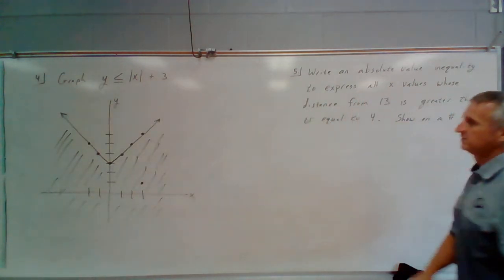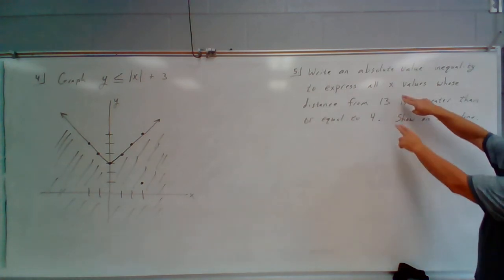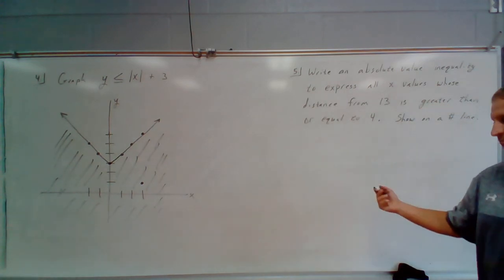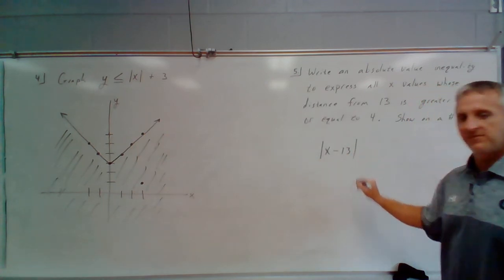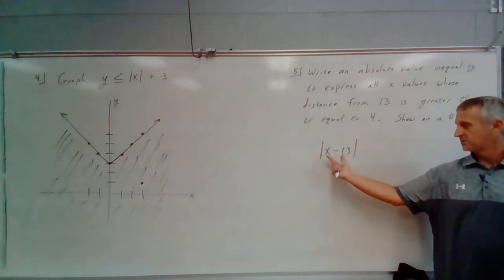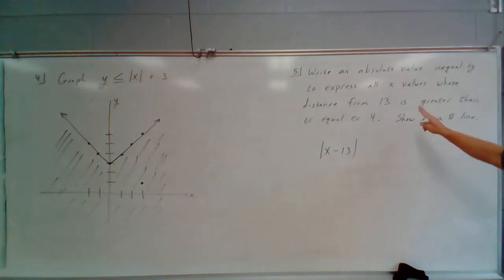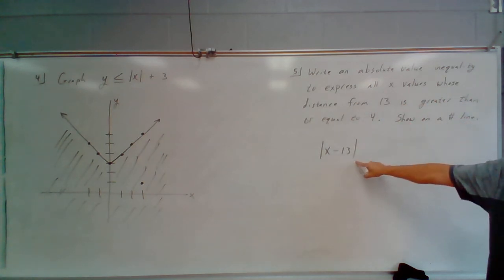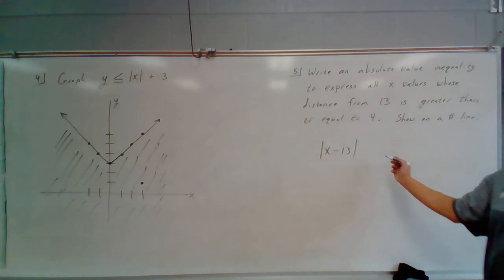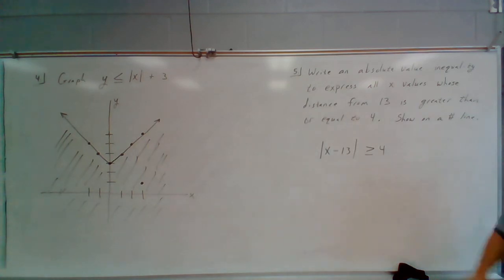All right, over here, write an absolute value inequality to express all x values whose distance from 13. So how do I find the distance between x and 13? Well, I subtract, and I take the absolute value. And you could have these switched. You could have 13 minus x, absolute value. To express all the x values whose distance from 13, so we've got that, is greater than or equal to 4. All right, so we did that.